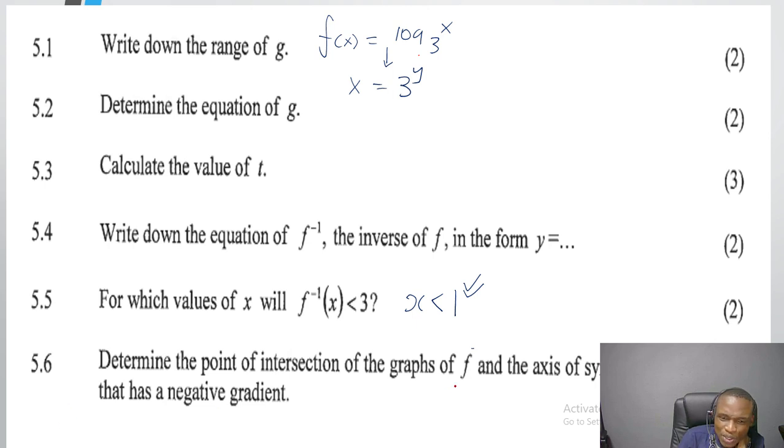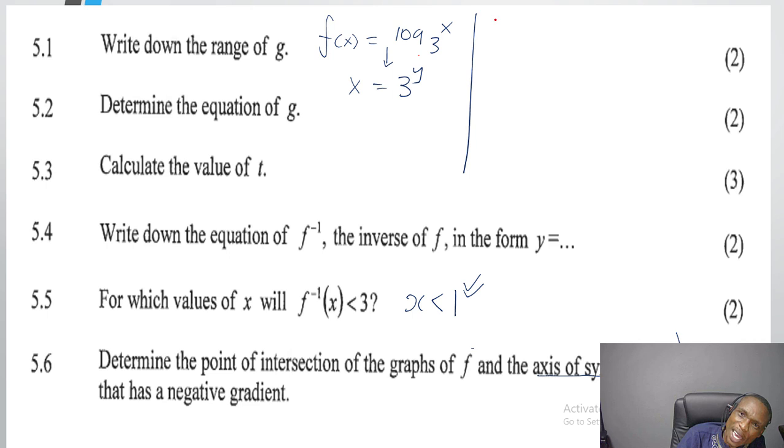Now, they say determine the point of intersection of the graph of f and the axis of symmetry of G. G is a hyperbola function. Remember, in my lessons, I told you that the hyperbola function has got the axis of symmetry. So now they want to know the point of intersection of this function f and the axis of symmetry of G that has a negative gradient.